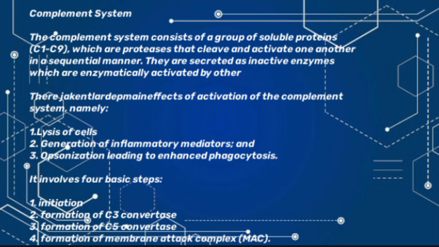Second, the generation of inflammatory mediators. Complement activation results in the production of inflammatory mediators such as C3a and C5a. These molecules serve as potent chemoattractants and activators of immune cells, including neutrophils and macrophages. Third, opsonization leading to enhanced phagocytosis. This opsonized surface facilitates the recognition and engulfment of pathogens by phagocytic cells, such as macrophages and neutrophils.